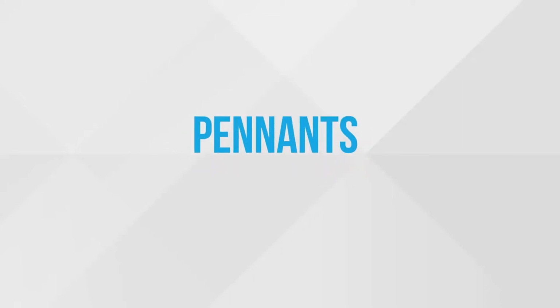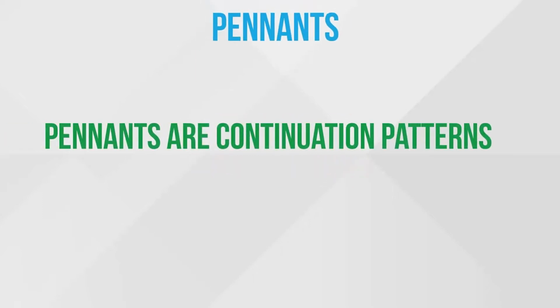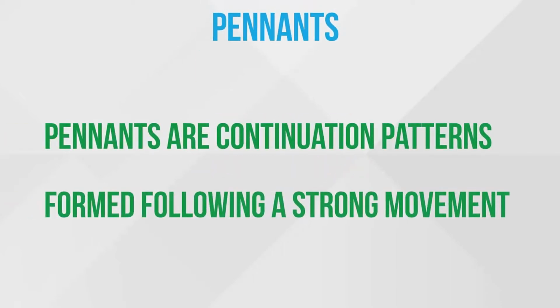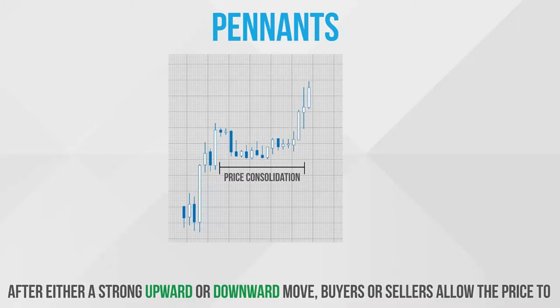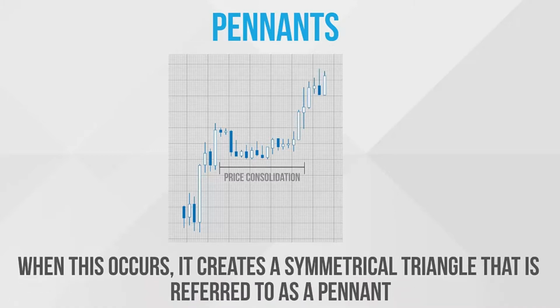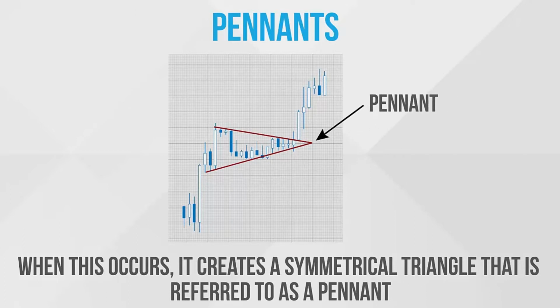Pennants. Pennant patterns are continuation patterns that are formed following strong movements. After either a strong upward or downward move, buyers or sellers allow the price to consolidate before taking the currency pair in the same direction. When this occurs, it creates a symmetrical triangle that is referred to as a pennant.